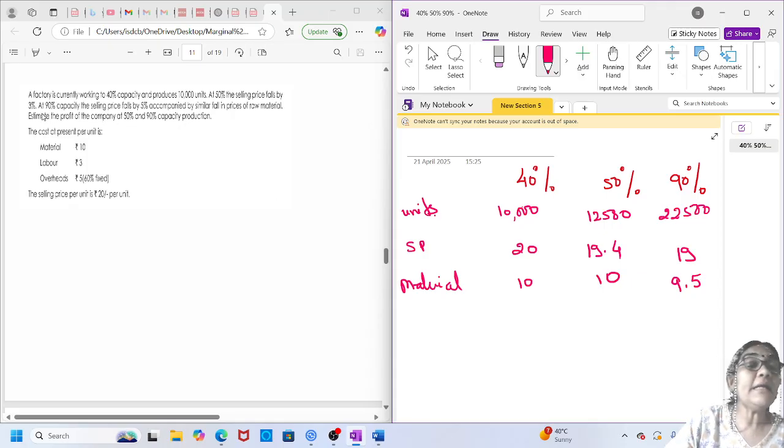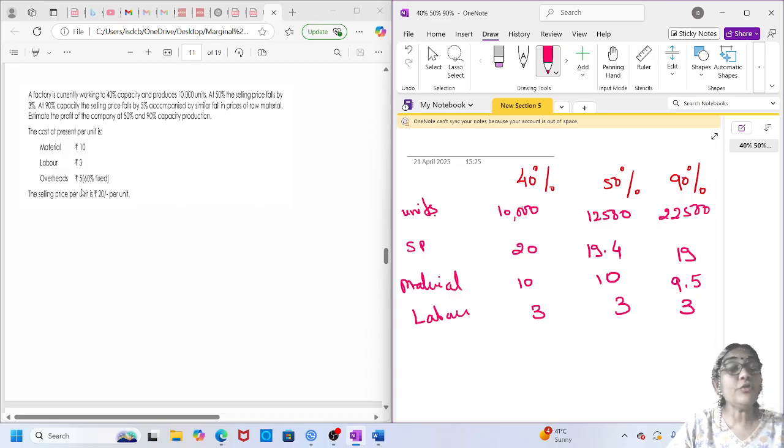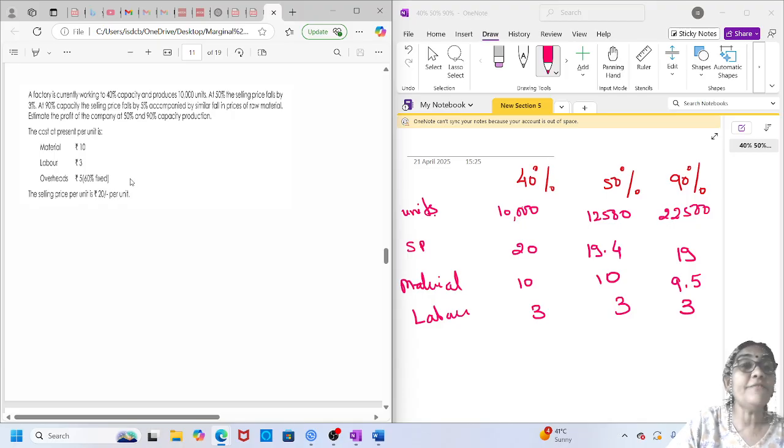At 90%, the selling price falls by 5%, accompanied by a similar fall in the prices of raw material. So for labor cost, nothing has been mentioned, so we assume it will remain the same. So this is 3, this is 3, and this is 3. Overheads, 5 rupees, of which 60% is fixed.